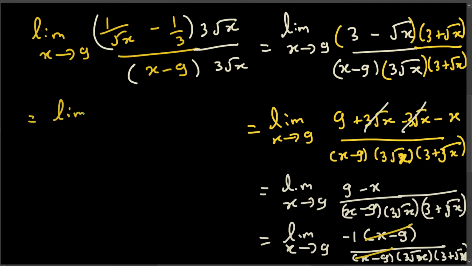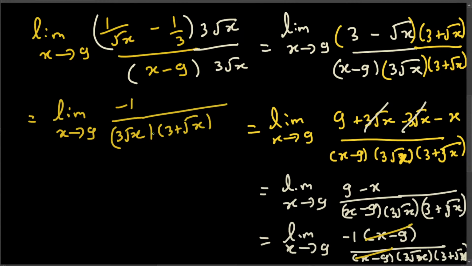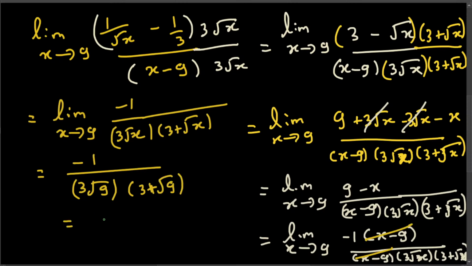So limit x approaches 9. We have -1 in the numerator, and in the denominator we have 3 square root of x times 3 plus square root of x. Okay, now we can go ahead and substitute 9 for the x values and see whether we are getting an answer. So -1 over 3 times square root of 9, times 3 plus square root of 9. That gives us -1 over 3 times 3.